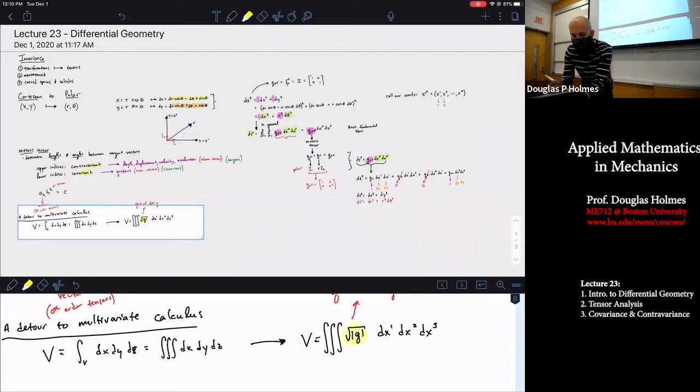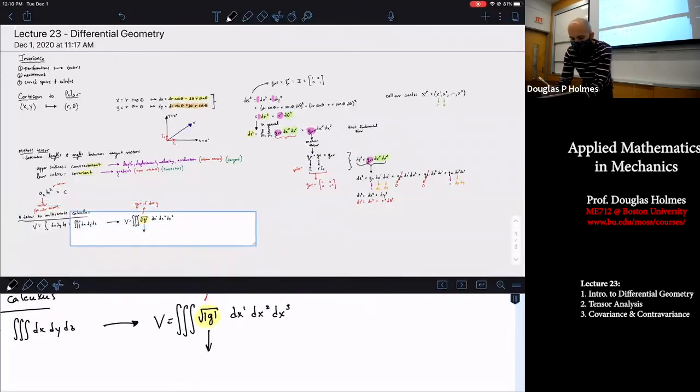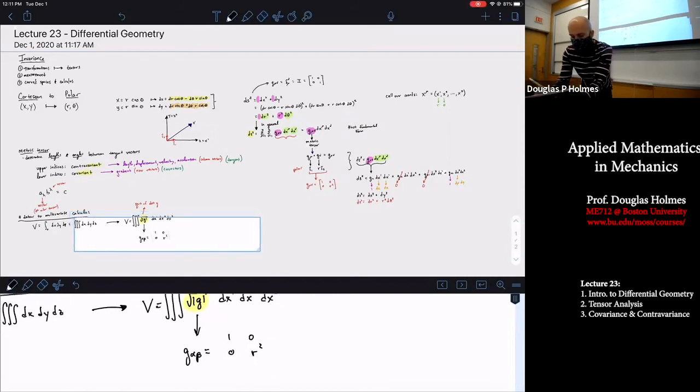So G. In polar coordinates, we know that G, I'm picking different subscripts, I can call them whatever letters I want, is 1 and r squared, 0, 0. This is my metric tensor in polar coordinates. So if I want to calculate the volume integral in polar coordinates, I can't really do that. It's like an area integral. Let's do it in spherical coordinates instead. Sorry. So we actually can do a volume integral.